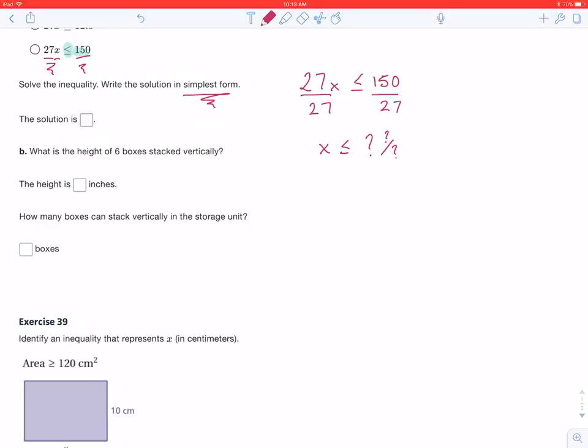And then part B asks us, what is the height of 6 boxes stacked vertically? So this is a totally different question from what we've been doing in the last part, but we're still going to use the same information. Each box is a height of 27 inches, and it wants to know what is the height of 6 boxes stacked vertically. And we talked a little bit earlier about how we can determine that height if we multiply the 27 inches times the number of boxes, or times x, will give us our total height in inches.